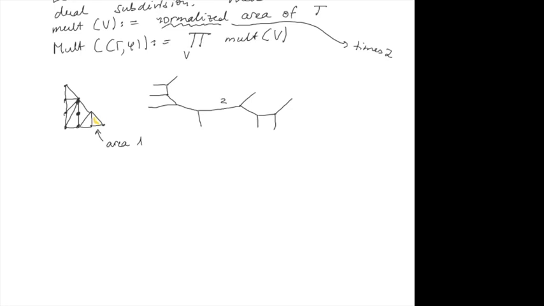Okay, and now maybe I can ask you, what is the area of this triangle? I think I heard it already, 2, very good. And analogously, this also has 2. All the others have area 1 though. And so what is the multiplicity of this tropical curve? That's 2 times 2 times 1 times 1 times 1 times 1 times 1, and that's 4. Okay.